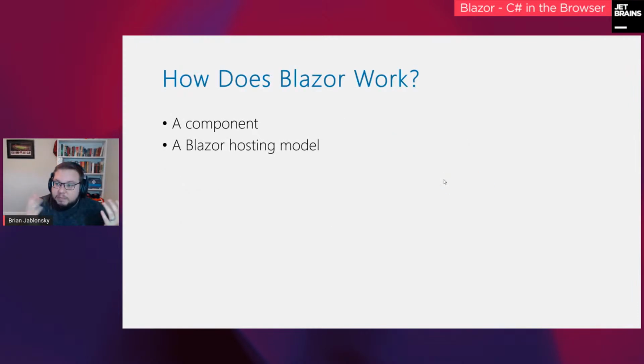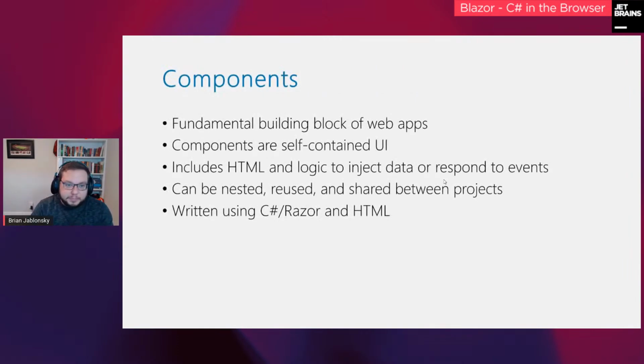So how does Blazor work exactly? It's really simple. You basically have a component, or multiple components, or components of components. And then you have a Blazor hosting model. And that's basically it. So what are components? Components are the fundamental building blocks of web apps. This kind of web component architecture is used in Angular and in React, and so it's also being used in Blazor because it's a good practice.